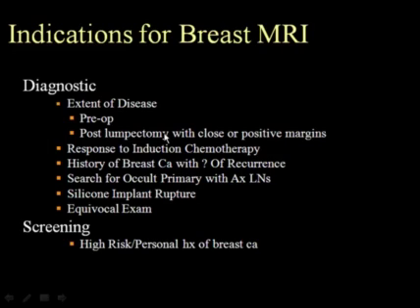You also want to do it sometimes in post-lumpectomy patients if the margins are not clean or are close. You want to see if a patient that's on chemotherapy for their breast cancer is responding. You want to look for a recurrence in a patient that has a history of breast cancer in the past and a questionable workup. You want to look for a primary cancer in a patient that has an axillary lymph node that's positive for cancer. In patients that have silicone implants, you want to look for ruptures. And sometimes in very difficult workups, such as when the mammogram is confusing or not helpful, the ultrasound and breast exam are confusing, a biopsy was indeterminate, MRI may be helpful. And we use it for high-risk screening in patients that are genetically at risk for breast cancer or have a personal history of breast cancer or atypia.